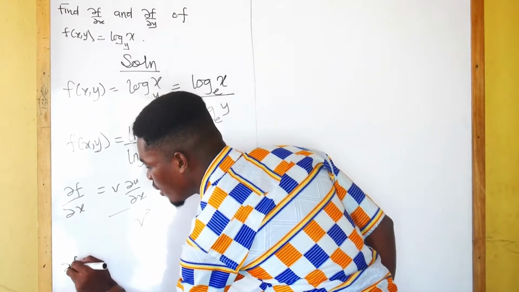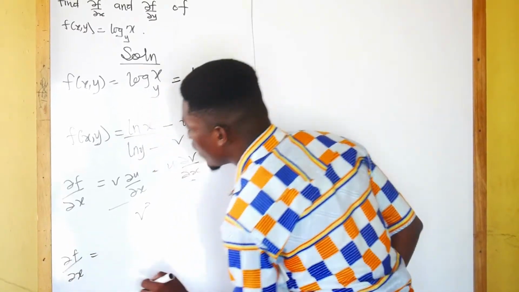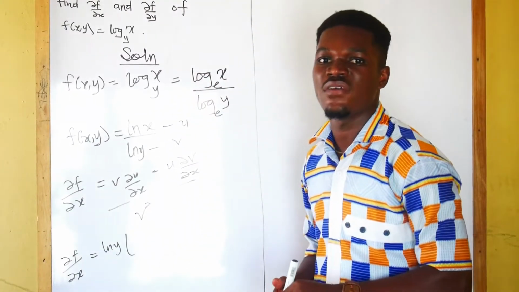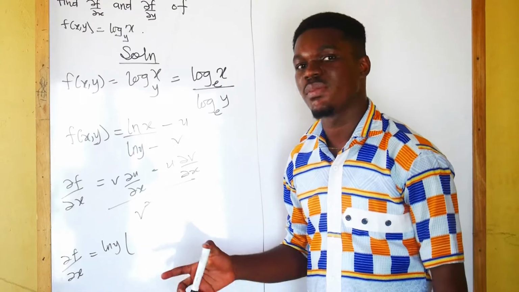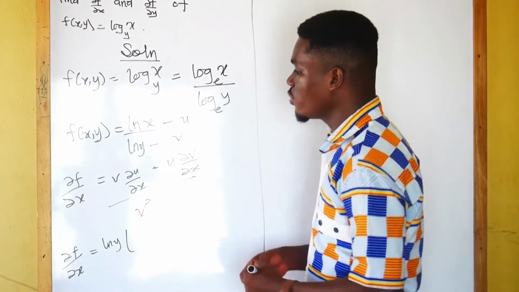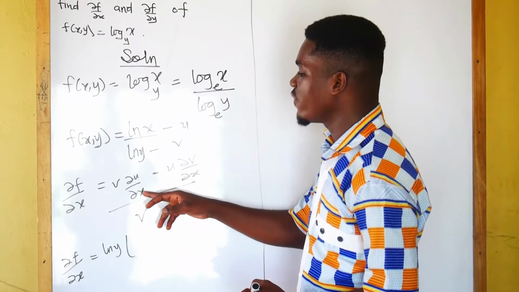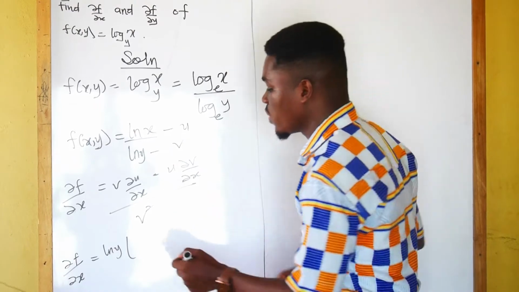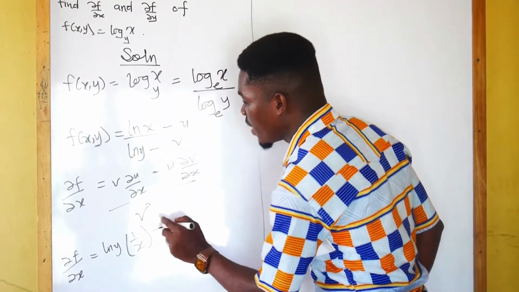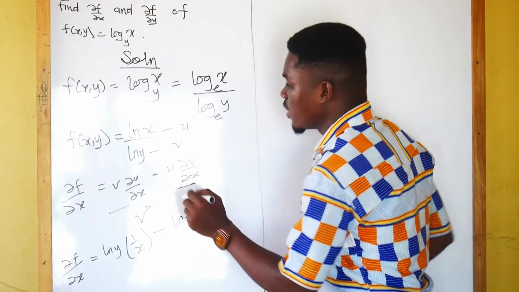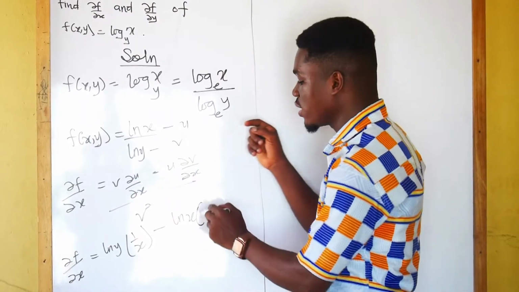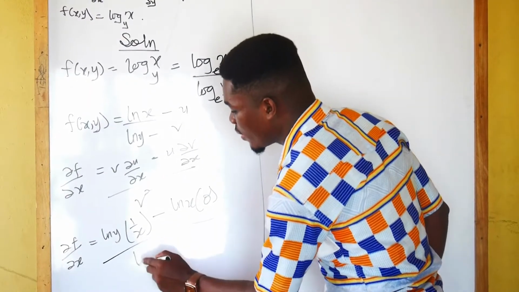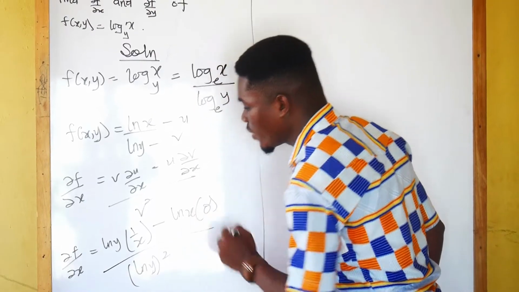So partial x is given by, our v is ln y. Since we are finding the partial derivative of this function with respect to x, this means we will hold y constant. So it implies that the partial derivative of u with respect to x, that is the partial derivative of ln x with respect to x, is 1 over x, minus u, that is ln x, times the partial derivative of ln y, which is 0 since y is held constant, all divided by ln of y all squared.